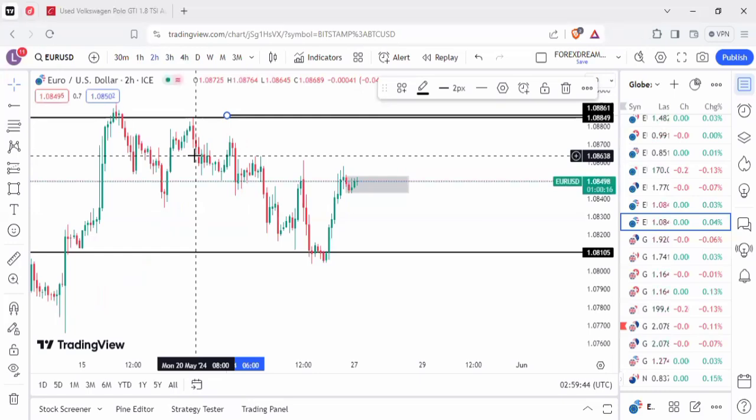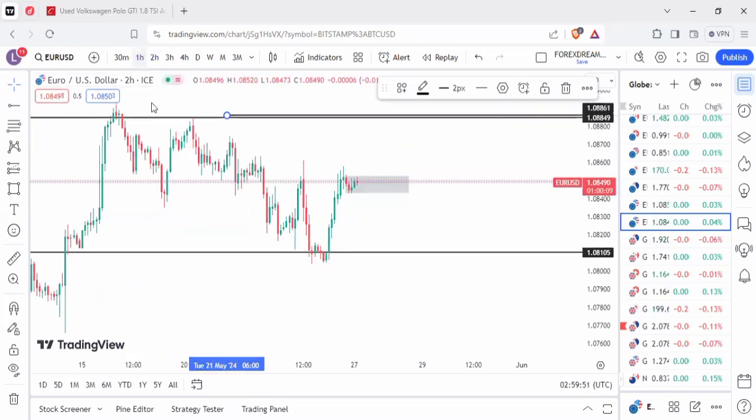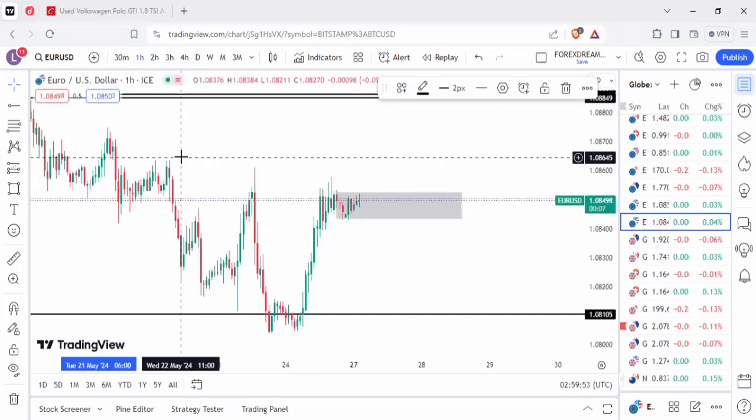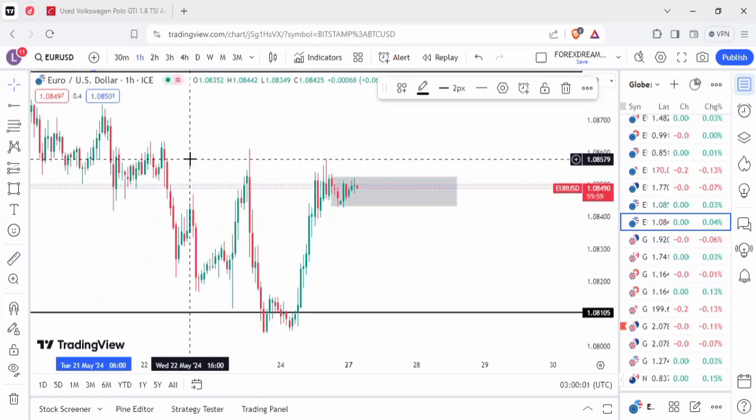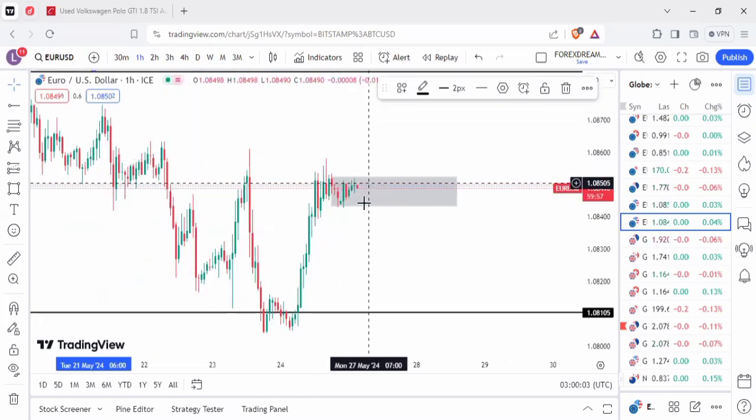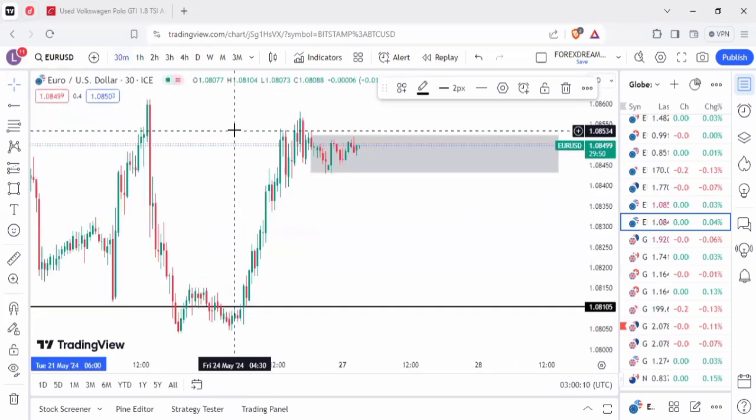On the 2-hour time frame, I don't have much as well. What to do here? I will also move to 1 hour. On the 1-hour time frame, I don't have much as well. It was tested. The higher the chance we're going to push down here. Even if you see the market coming down, you can still take a decision. I'll show you. I'm on 30 minutes right now.